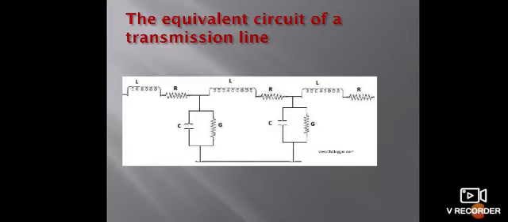Along with R, G is also present, and G is nothing but conductance. Like this, the equivalent circuit of a transmission line consists of all the parameters seen in the figure: L, R, C, G. L is inductance, R is resistance, C is capacitance, and G is conductance. So we have all of these components within the transmission line. This is about the equivalent circuit of a transmission line.